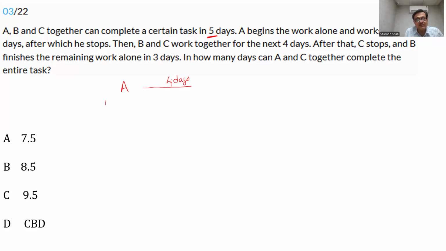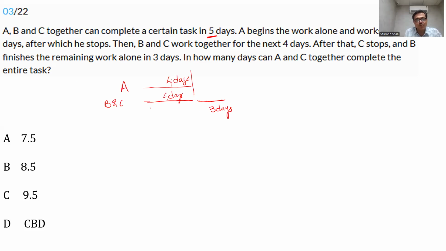Now, after that, what happens? B and C as a team together work for 4 more days. Same 4 days. And then C also leaves and then B completes the rest of the work in 3 more days.